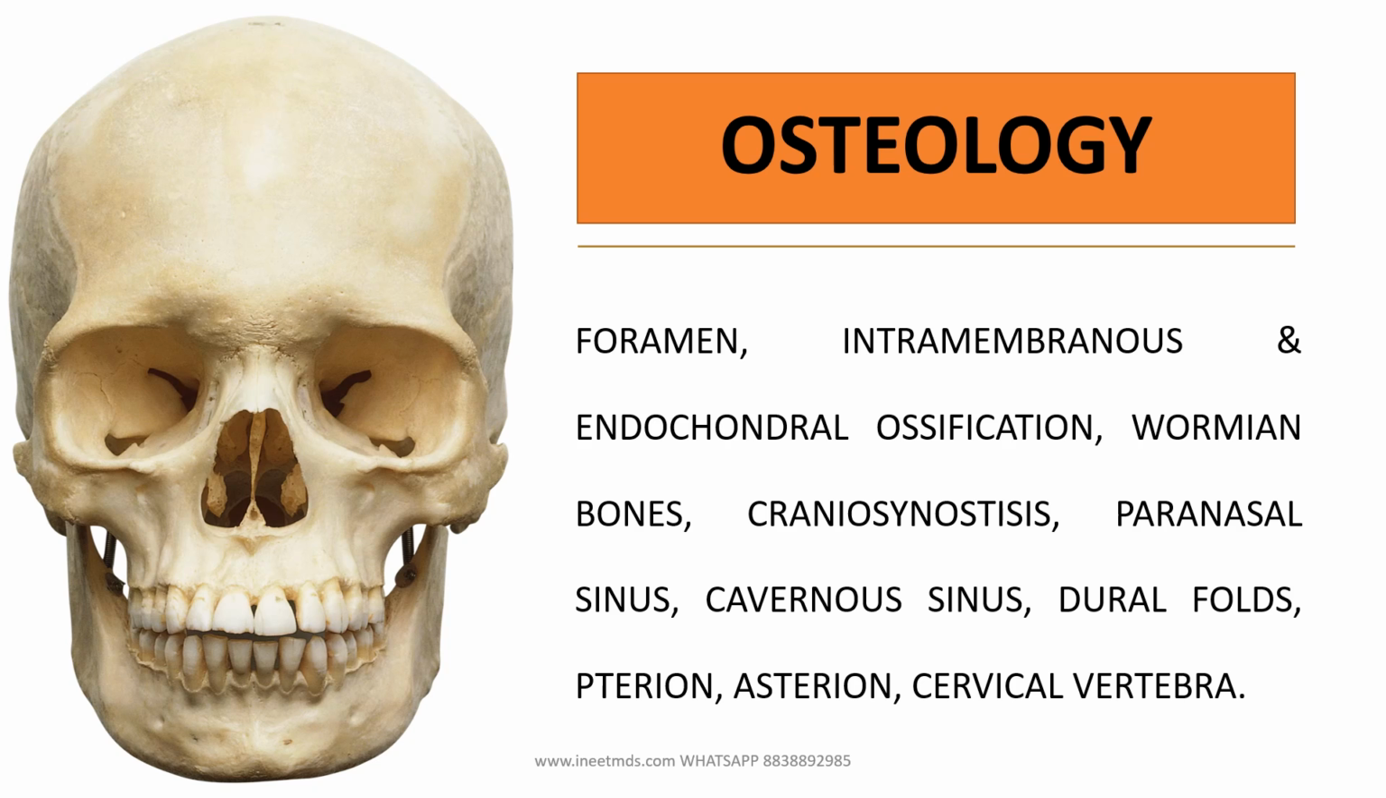What are the different types of craniosynostosis, at what age craniosynostosis happen, at which region, and what are the different paranasal sinuses and anatomic location related to paranasal sinus, and cavernous sinus, dural folds. What is pterion and its significance, what is asterion and its significance, and lastly the cervical vertebra, especially the foramen transversarium. You have to know what all cervical vertebra are typical and what all are atypical cervical vertebra.